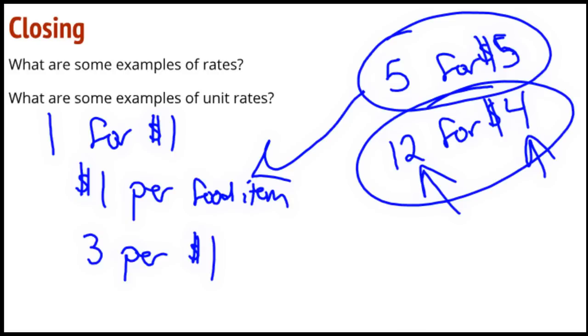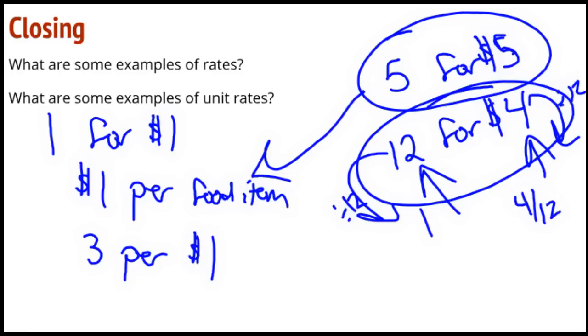Or we can turn it around and scale it the other way, and we can actually divide by 12 and find out it's 4/12, which is 1/3 of a dollar, about 33 cents. And we would find out it's 1 for, let me do it this way, 33 cents for 1. So these are unit rates.